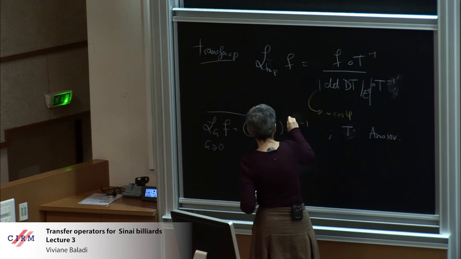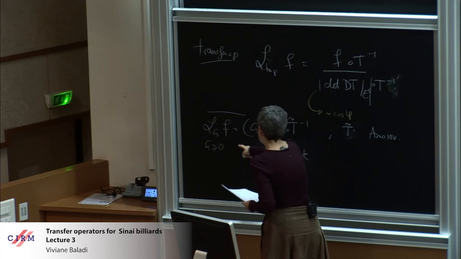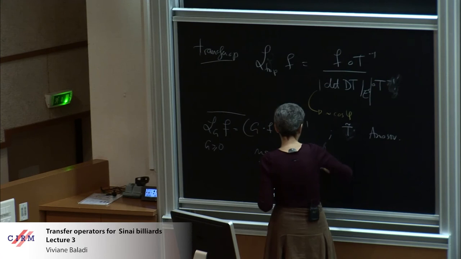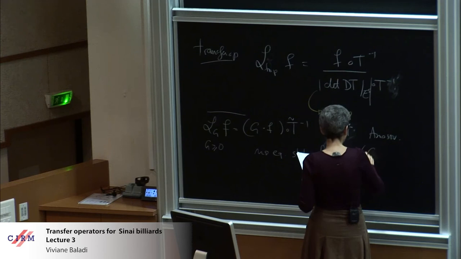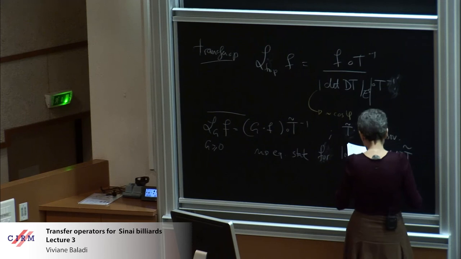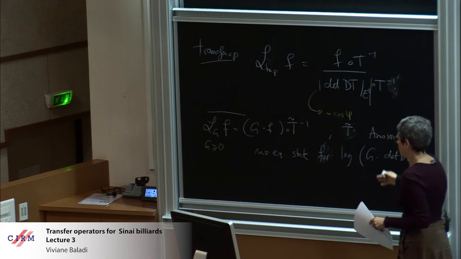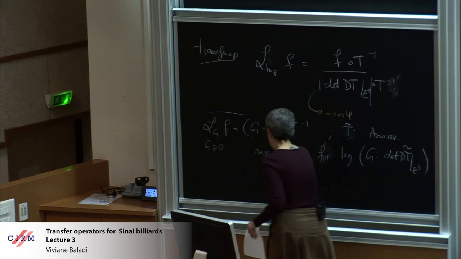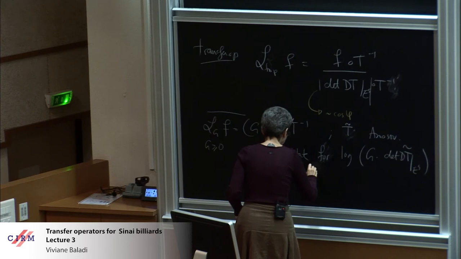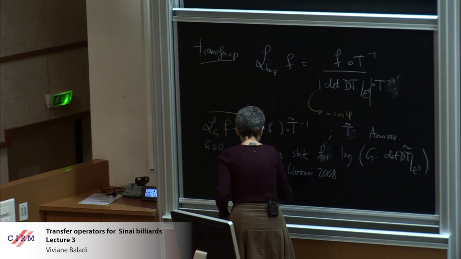Maybe I should call it something else, right? Because T is a billiard. Yeah, thank you. So if you look at this operator, it gives you the equilibrium states for the logarithm, not of g, but g times the determinant of the Jacobian. So in Malo's talk, he had the unstable here, but he was reversing time, right? This is well known. I mean, for example, it's in the paper of Liverani, their second paper, and I do it also in my book, my second book.